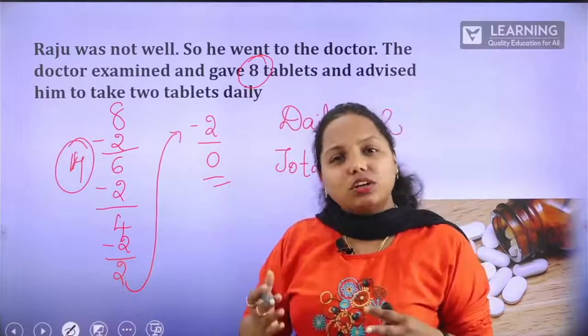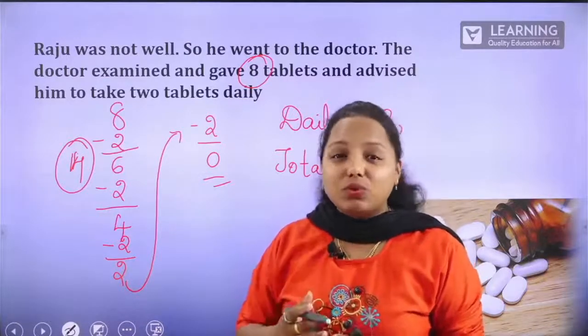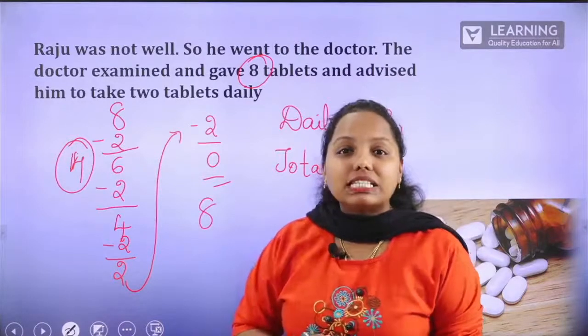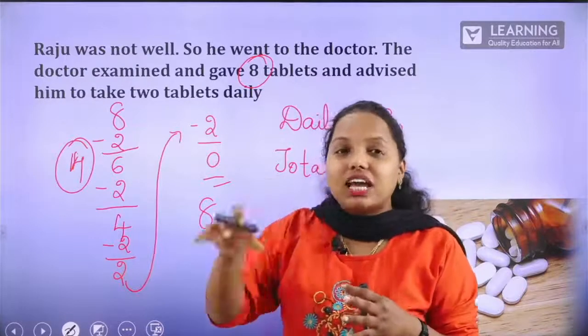Ma'am, this is so difficult. Each day I have to sit and do the calculation. Well, I'll make it easier. Now, the easy method: the total number of tablets is 8. You have to divide that. So now, what is the division? Each day, how much are you taking?